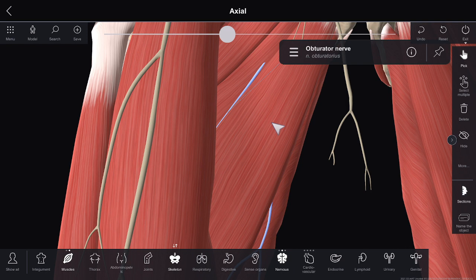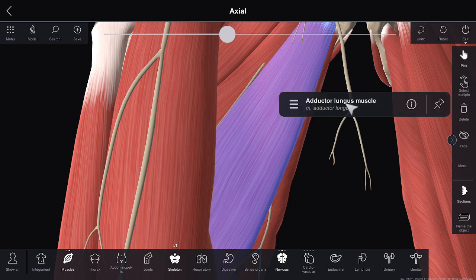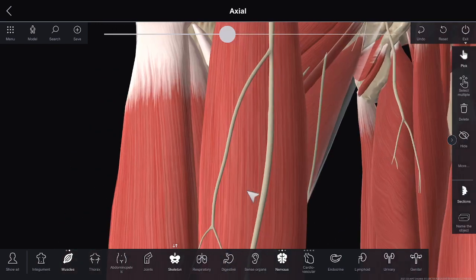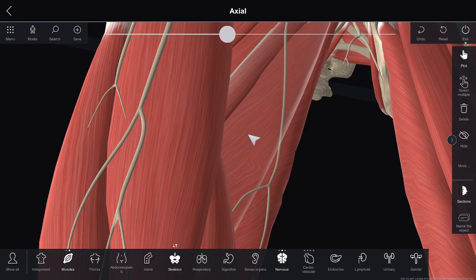What is this? It's the same. Musculus adductor longus, which adducts the thigh. Here it is, adductor longus. Now I can make it invisible, hide. I click here, and now it is transparent.